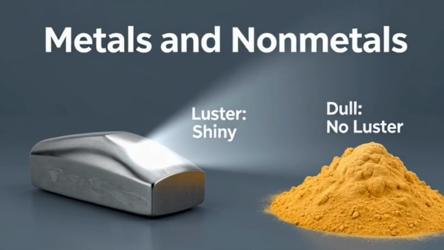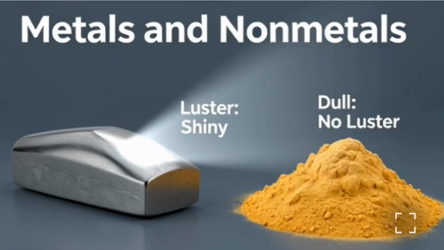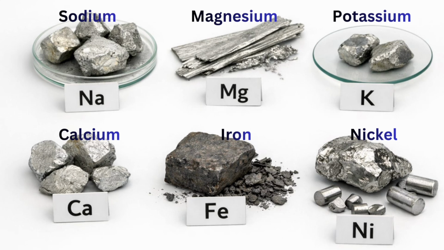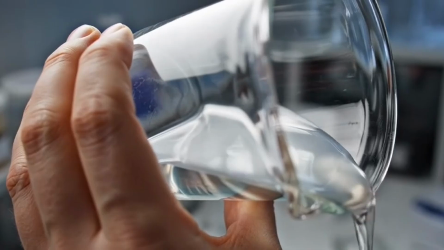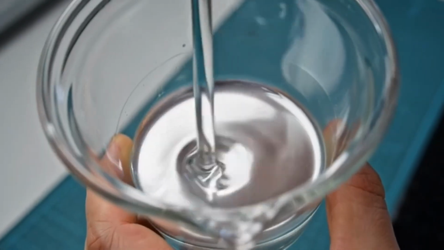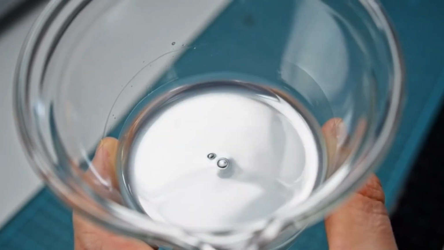We can also classify elements as metals or nonmetals based on their physical properties. Most metals have high melting points, so they are solid at room temperature, although mercury is an exception. It's liquid at room temperature.